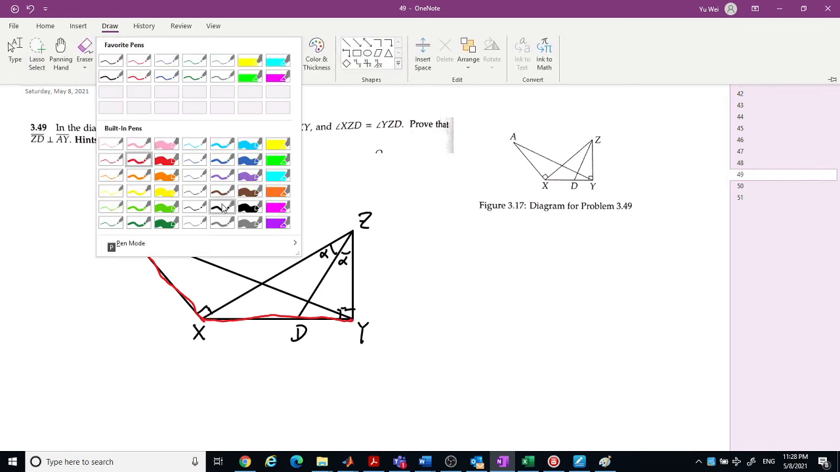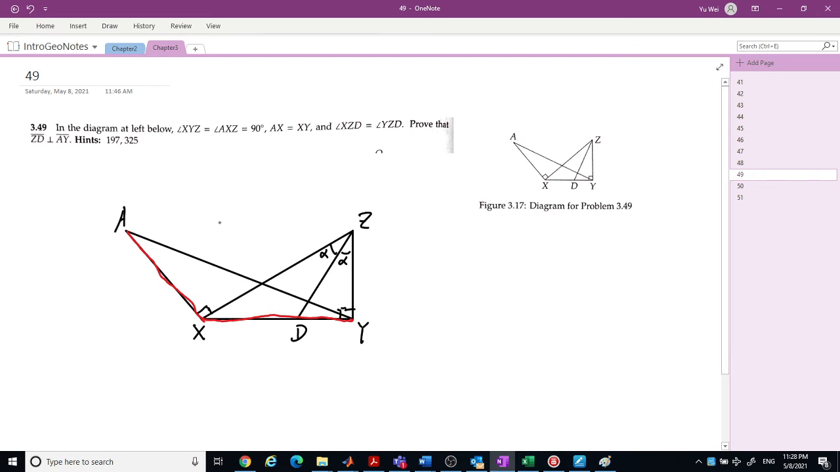And now you can see. Okay, so if AX equals XY, and let's still parameterize it. We want to prove that ZD is perpendicular to AY. Let's see if ZD is perpendicular to AY, if it's true. You can see, let's put a B here.